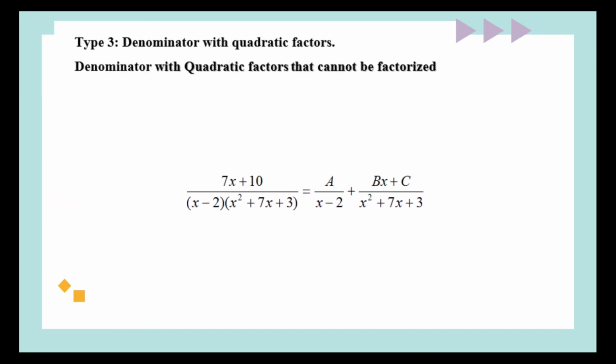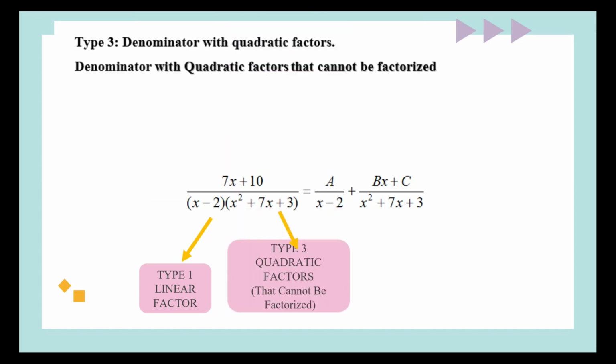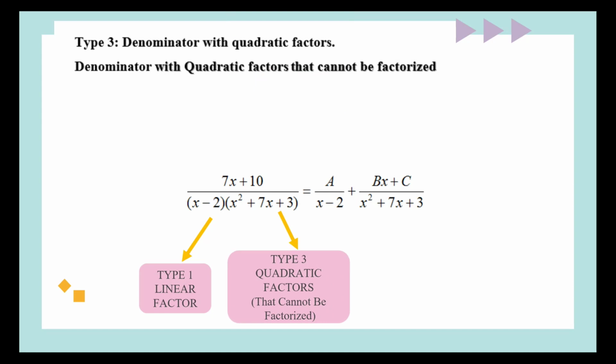Type 3: denominator with quadratic that cannot be factorized. So let's say we are given the example 7x plus 10 divided by x minus 2 multiply x squared plus 7x plus 3. The x minus 2 here is recognized as a type 1 linear factor, whereas x squared plus 7x plus 3, we recognize this as a quadratic that cannot be factorized. So when you try to factorize, you cannot get a perfect factor.